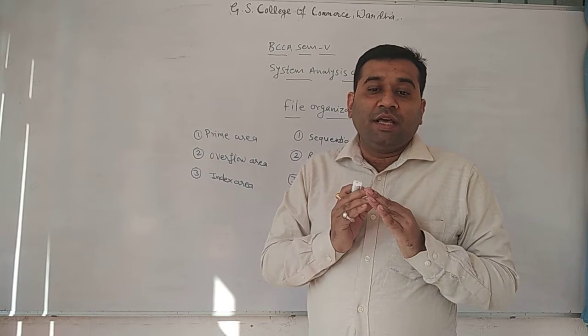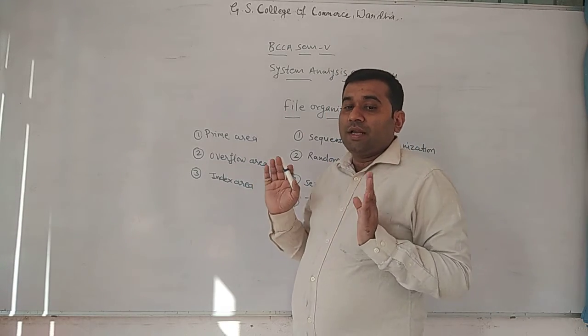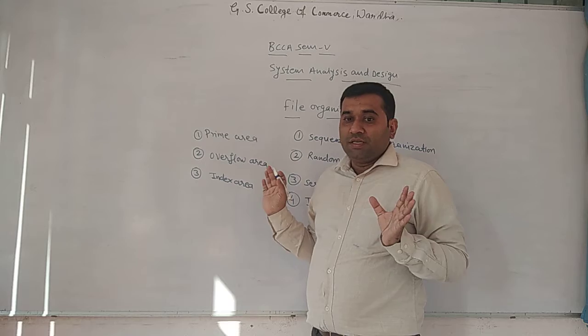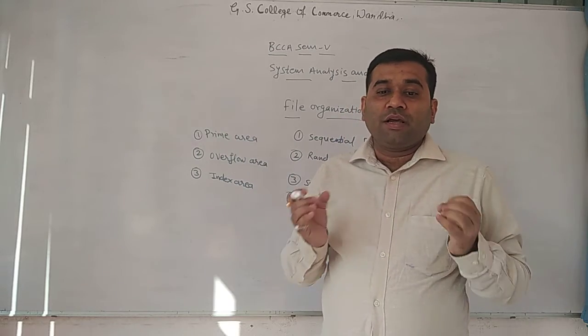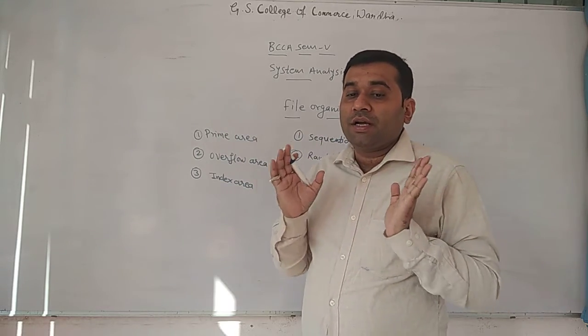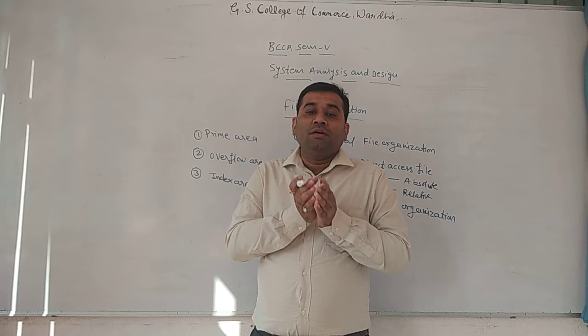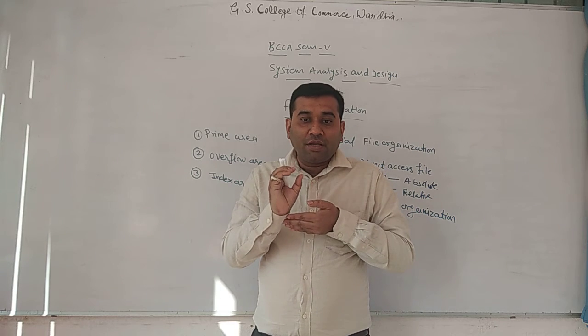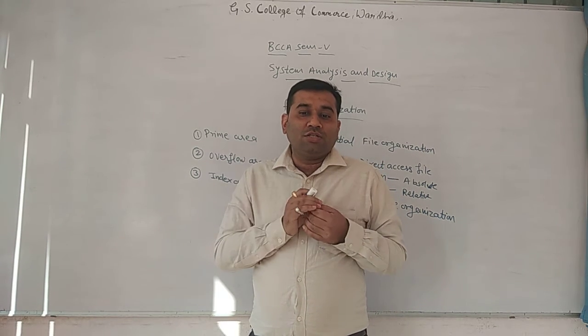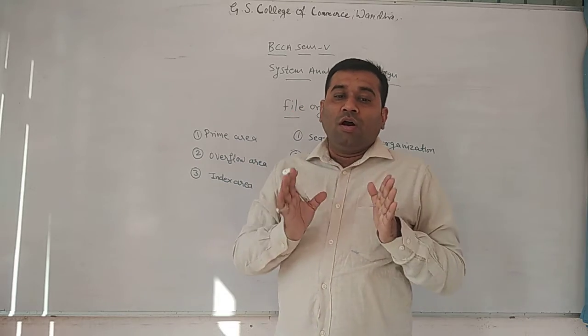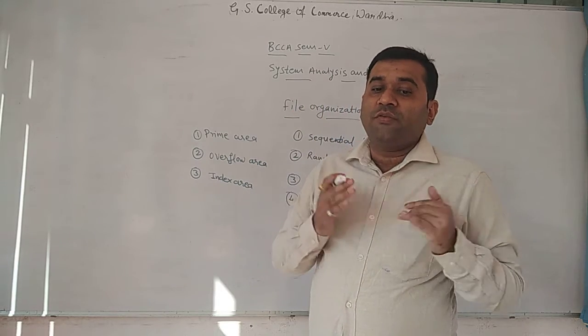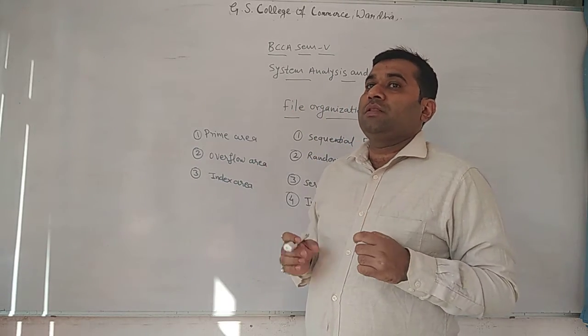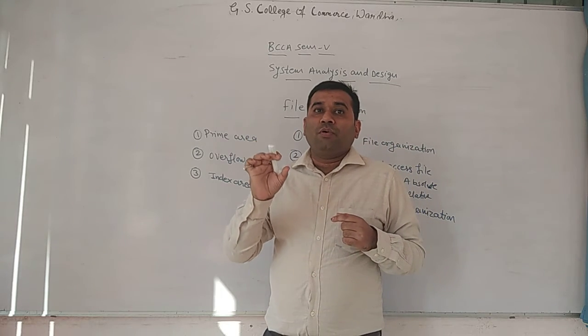Next, third is the index area. It is more like a data dictionary. In the data dictionary, multiple records are contained. It contains keys of the records. They are arranged by the proper keys of the records. Their location on the disk is almost similar to the sequential method. In the sequential method, records are given a proper sequence.